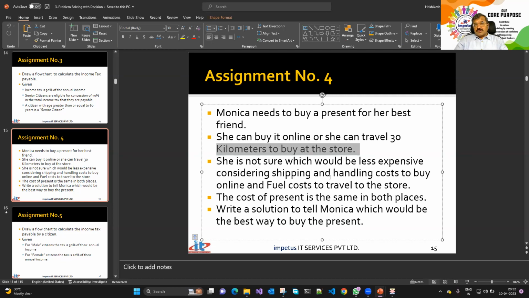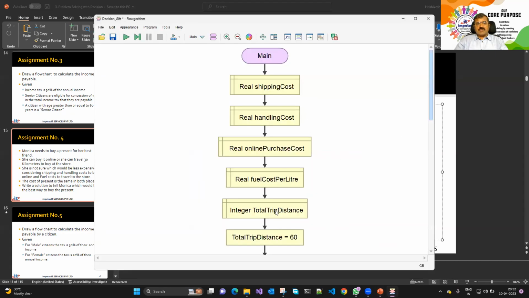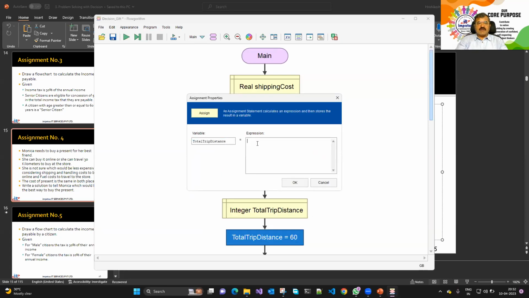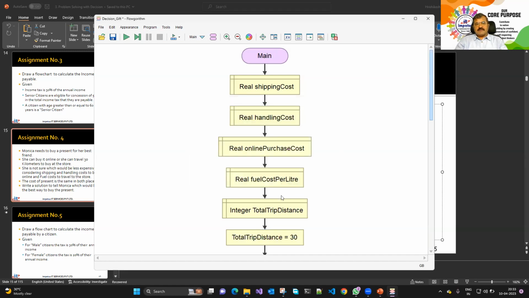So we are not very sure over here whether it's one way or what. She can buy it online, or she can travel 30 kilometers to buy at the store. So we are not sure whether the total trip distance is 30 or 60. It doesn't clearly say whether it's one side or both sides. Let's assume it's both sides. So total trip distance 30 kilometers. So we have asked for the fuel cost per liter.